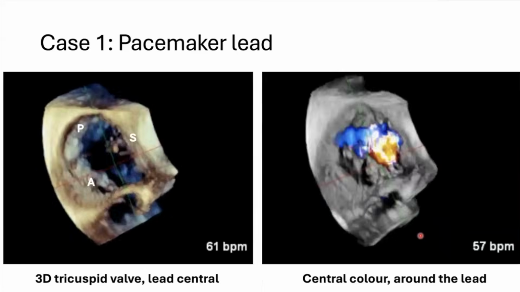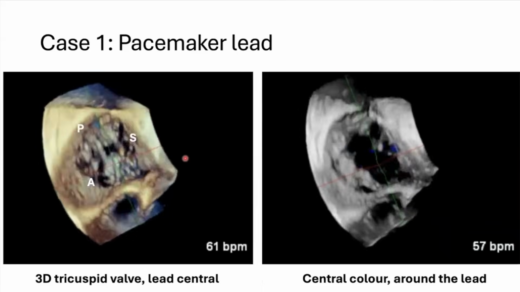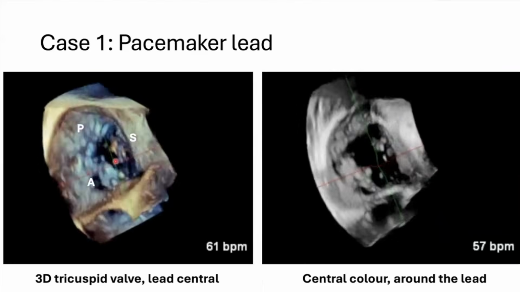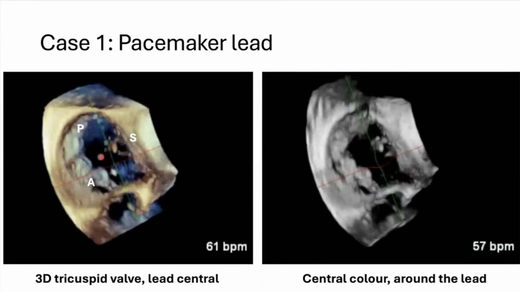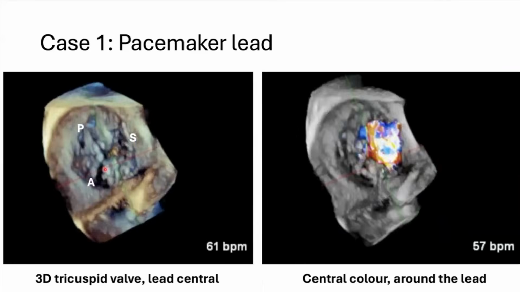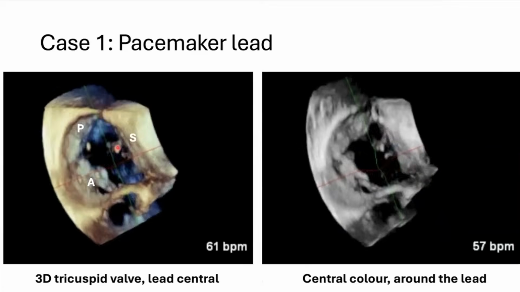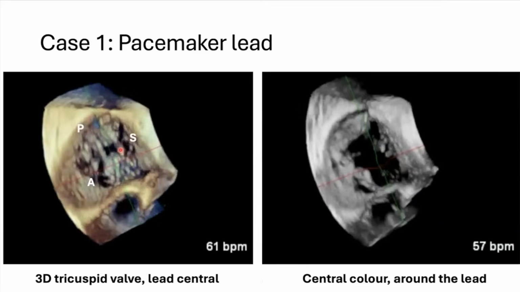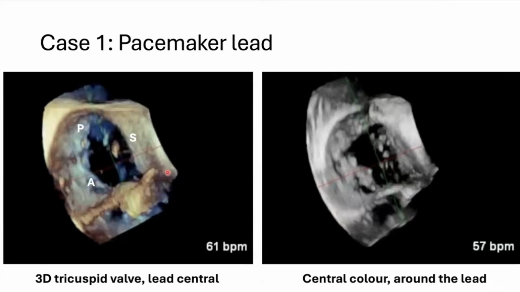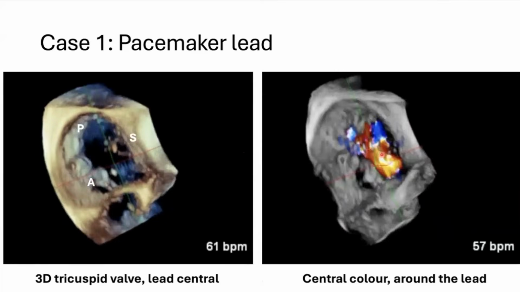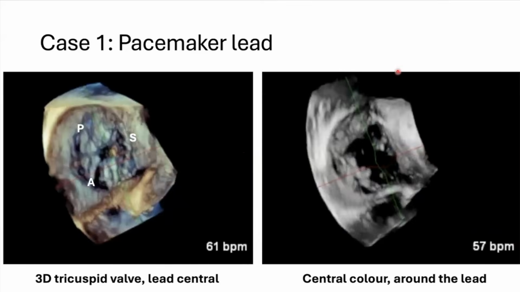So this is an example of using 3D for assessment of a pacemaker lead and tricuspid regurgitation. You can appreciate how, without even applying color, there looks like there's a gap between the posterior and the anterior leaflets, which isn't necessarily related to the pacemaker. The pacemaker is more touching up against the septal leaflet here. But when we apply color, we see regurgitation all along the middle.